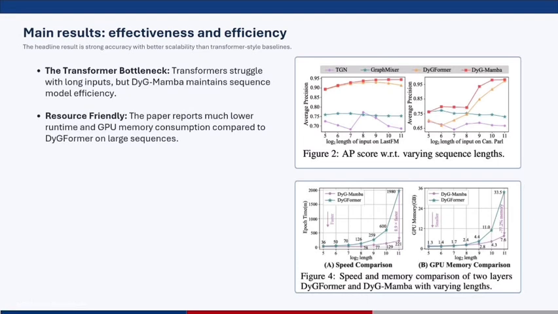Here we can see that as the length of the sequence increases, DyG-Mamba maintains its high performance, but the transformer's performance decreases. It is also more resource friendly, as we can see in the blue diagram. Compared to DyGFormer, DyG-Mamba is almost 9 times faster and uses 77.2% less memory during training.